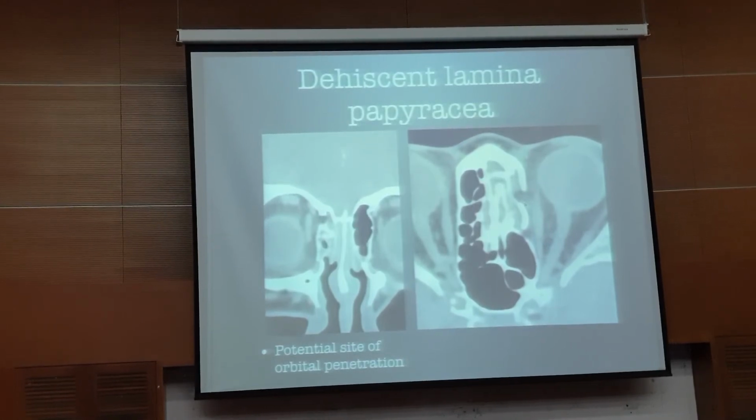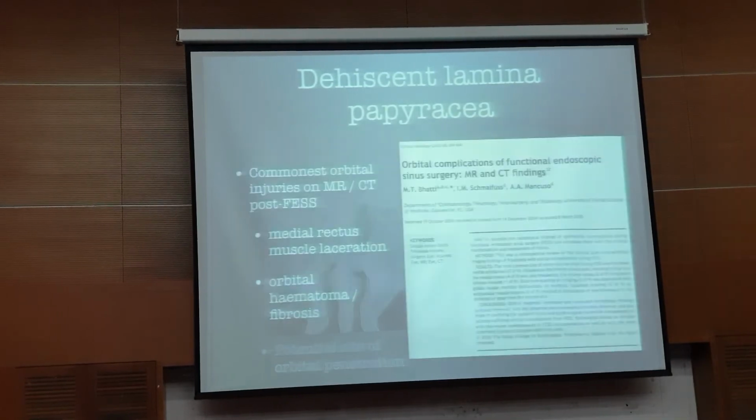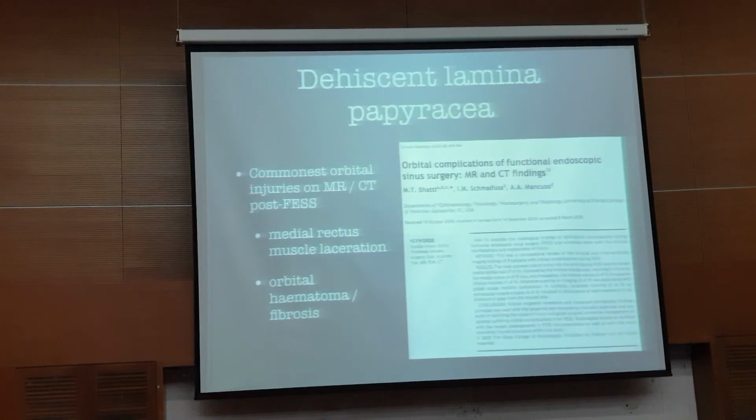And yeah, if I see those, definitely they are worth reporting. But in terms of trauma, I've also seen a couple of cases once in a while. In these patients, what they tend to get is either laceration to the medial rectus muscle, or they can develop orbital hematoma as well.